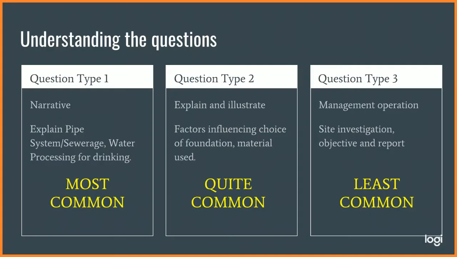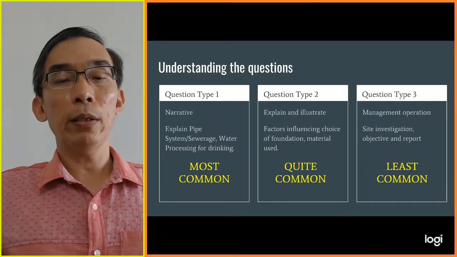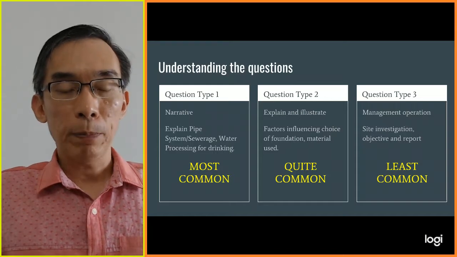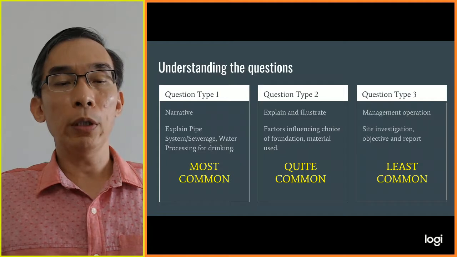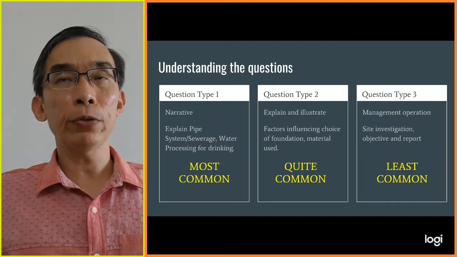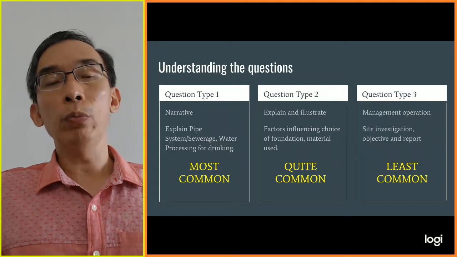Right. So let's go in and understand a bit about this question type. Usually the question type is narrative, meaning it asks you to explain the pipeline system, sewage system, water processing for drinking. So it's the stages of processes from A to B to C to D.